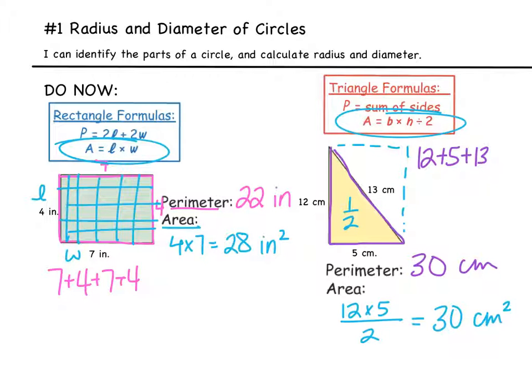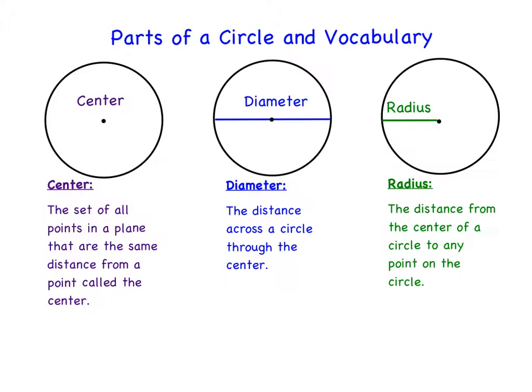And now we're going to get started on circles. To start, we have some vocabulary. We have the different parts of a circle. Center is the easiest. Center is the center point of our circle. Okay, pretty self-explanatory. It's the very middle.